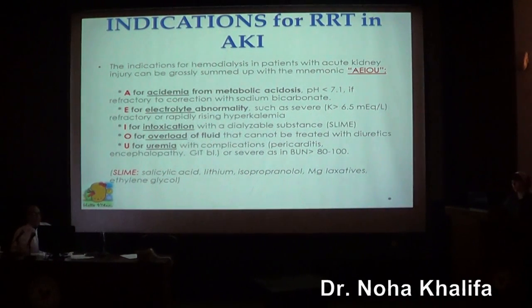What are the indications for renal replacement therapy? There's a very nice mnemonic which is called AEIOU, and this is just to summarize when you dialyze the patient. A stands for acidemia, which is metabolic acidosis that is refractory to treatment with sodium bicarbonate, pH less than 7.1. E is for electrolyte disturbance, which means potassium more than 6.5, whether refractory to treatment or rapidly rising hyperkalemia. I stands for intoxication with a dialyzable substance that we can remember by SLIME: salicylic acid, lithium, isopropanol, magnesium laxatives, which are commonly used in enemas, and ethylene glycol, which means intoxication by something that can be removed by dialysis. O stands for overload, again refractory to treatment with diuretics, and finally U for uremia, either a BUN of 80 to 100, or uremia resulting in complications like pericarditis, encephalopathy, or GIT symptoms.